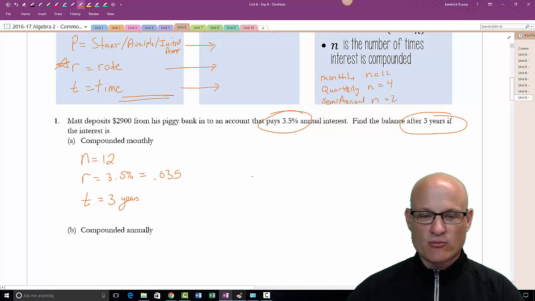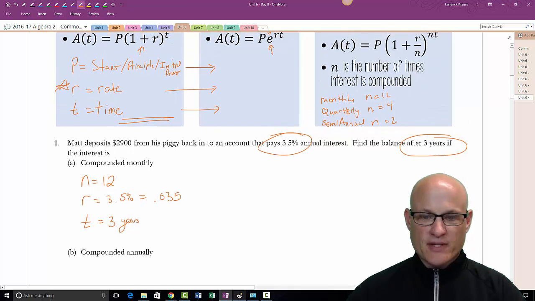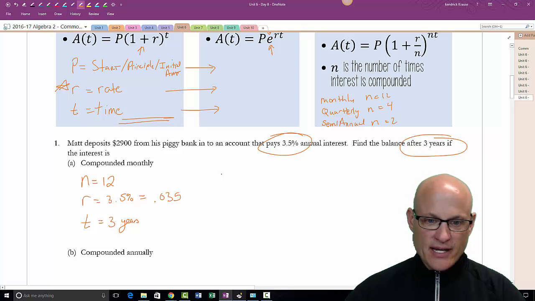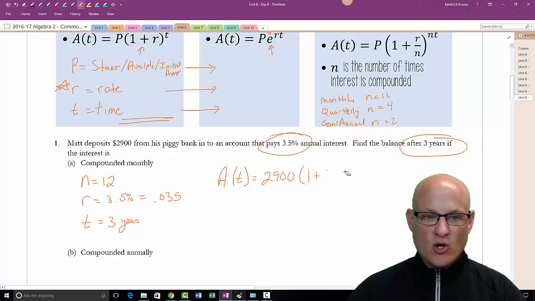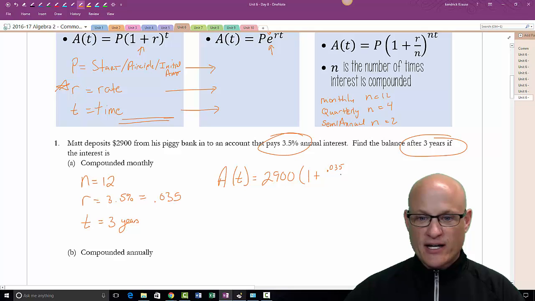All right, so let's get this rocking and rolling. So we're going to go A sub t, my amount now, is equal to, well, let's just do the generic one first. Start with our principal amount, which is $2,900 for my piggy bank, 1 plus 0.035 over 12, to the 12 times t.